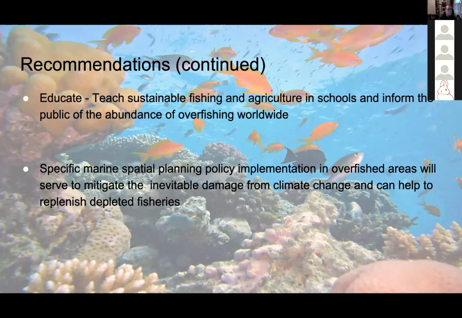To continue, education is a large part of this. So if we teach sustainable fishing and agriculture in schools and inform the public of the abundance of overfishing worldwide, that would help to raise awareness for this issue and get more people thinking about how to solve it. Specific marine spatial planning policy could be implemented in overfished areas, and it would serve to mitigate the inevitable damage from climate change and can help to replenish depleted fisheries.